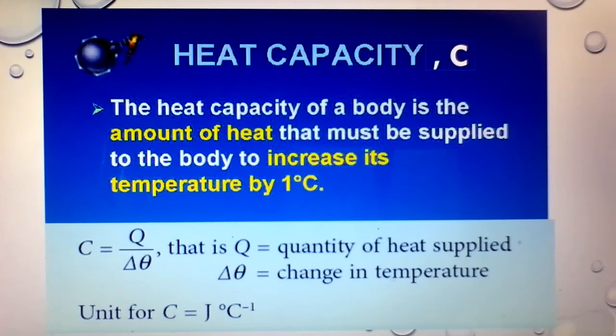So the unit for heat capacity, based on the formula here, quantity of heat is joule, delta theta is degree Celsius, then we can write the unit of C as J °C⁻¹. The change in temperature can also be stated in Kelvin because the value of change in temperature is the same whether you use Kelvin or degree Celsius. So meaning the unit that can be used for heat capacity is also J K⁻¹, the same.